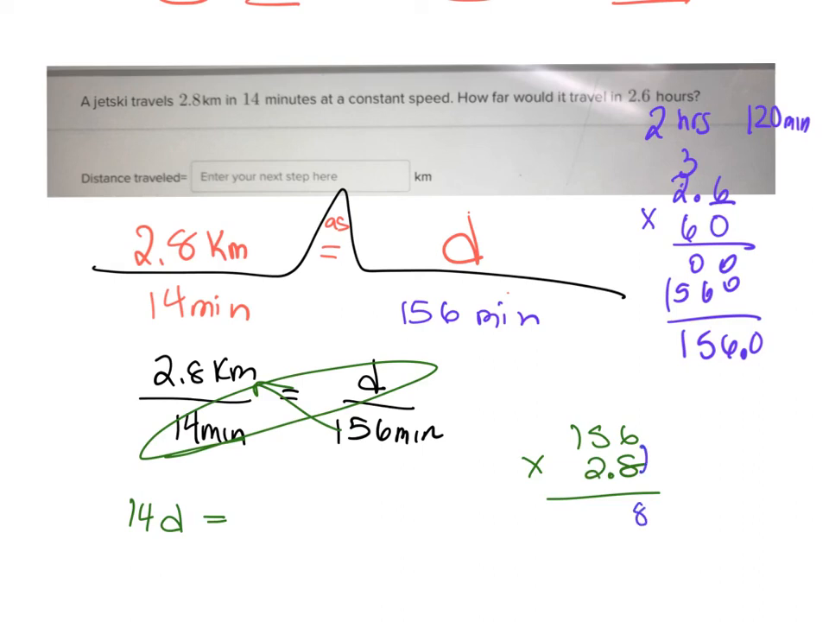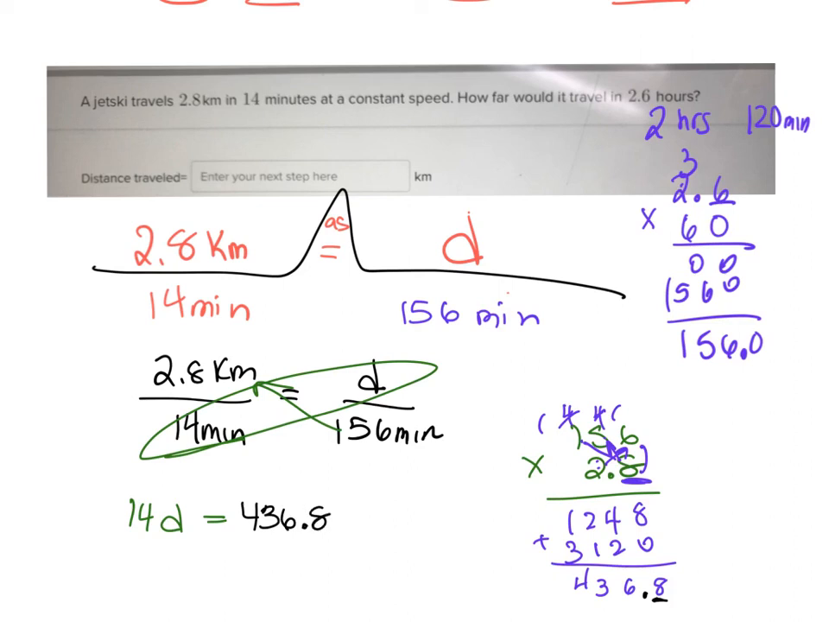6 times 8 is 48, carry the 4. 40 and 4 is 44, carry the 4. 8 and 4 is 12, add a 0. 2 times 6 is 12, carry the 1. 2 and 5 is 10, and 1 is 11, carry another 1. 2, 1 is 2 plus 1 is 3. Add down, 8, 6, 3, 4. I need one decimal place, so I'm going to have one decimal place. 14 times D is 436.8.